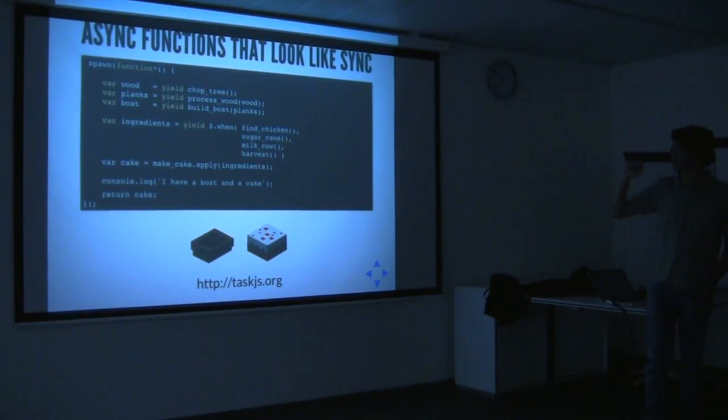So here, for example, we have the yield function. We call it with the same when function that we saw before. And we tell the system, okay, basically find the chicken, get the sugarcane, milk the cow, and harvest the wheat. And once all of them are ready, just return me a new deferred, which is the one that I yield, and then I get the ingredients. The ingredients is an array with all the results of all these defers. Then when I have all that ready, we can just make the cake. And this is a very simple and easier way of thinking about asynchronous programming.